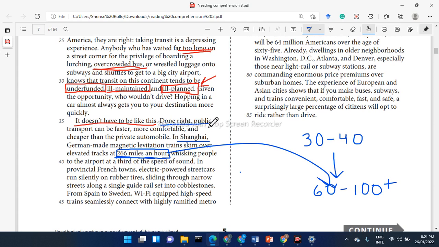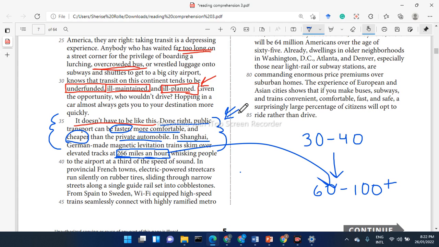I really like this part where they say, listen, we could make public transportation faster, more affordable, and even cheaper than private automobile. That's something very good to think about. And I think this is what I would say is the author's main thesis, their main idea. This is what they were really trying to bring home.